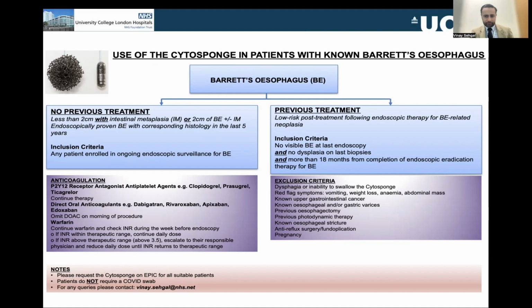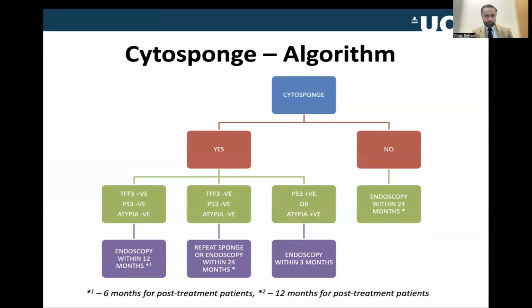So this included those that had no visible Barrett's at the last endoscopy or dysplasia, and those that were more than 18 months from completion of endoscopic eradication therapy. We followed the same protocols in terms of anticoagulation measures in those having a diagnostic endoscopy for simplicity's sake. Some important exclusion criteria included those patients with a history of dysphagia, those that had previous history of esophageal surgery, including a fundoplication, which we will get to later.